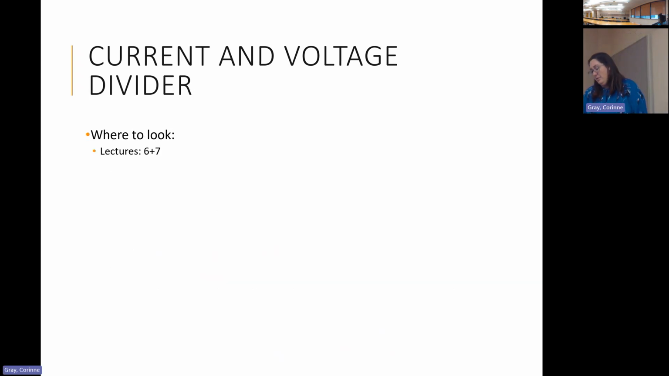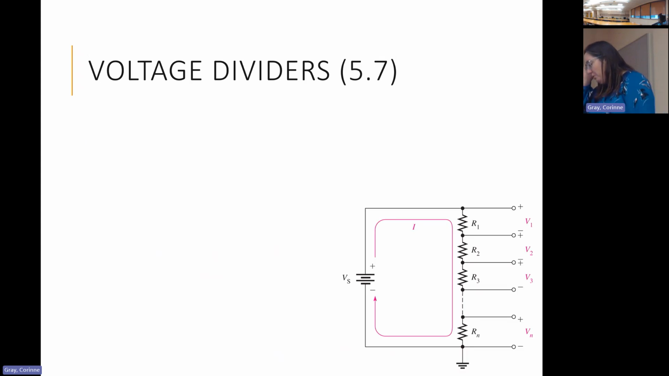The other thing I got asked about was current and voltage dividers and kind of when to utilize these. So we covered these all the way back in lectures 6 and 7. So this was the exam 1 material. You've never been explicitly asked to use either of these. They've just been helpful to help us figure out what's going on. So for voltage dividers, this is only used when we have stuff in series.